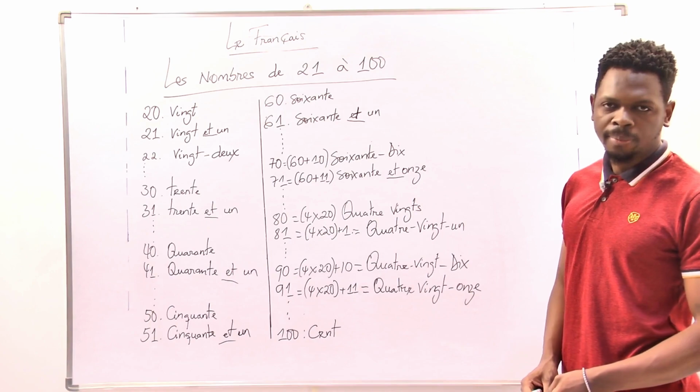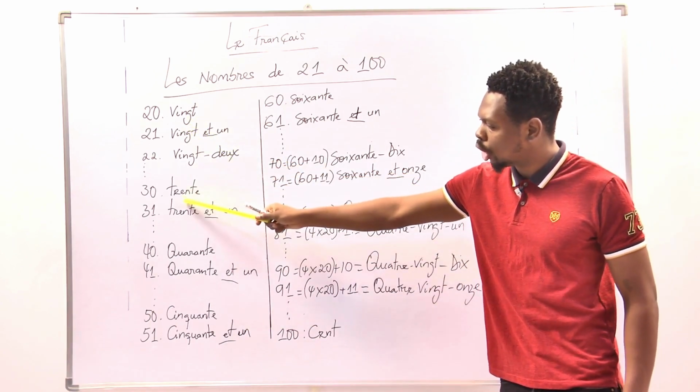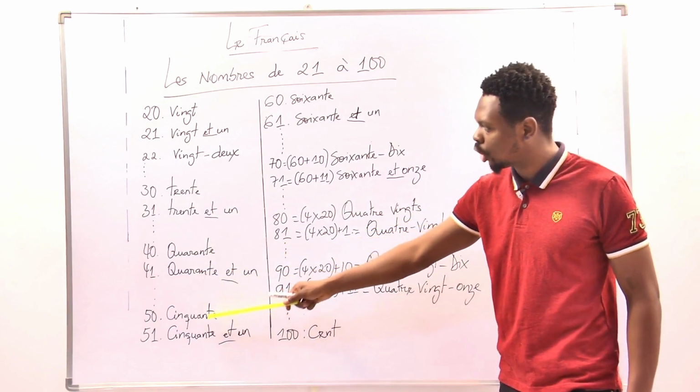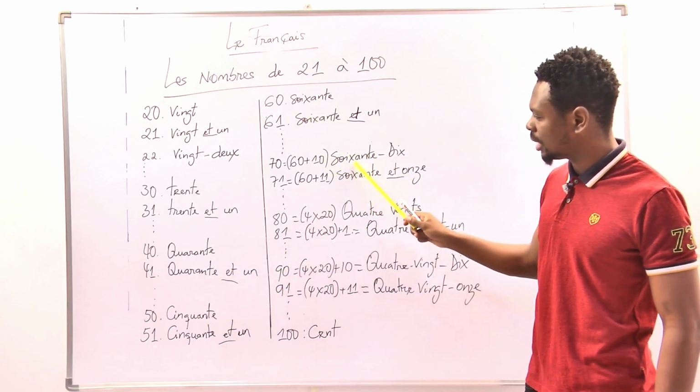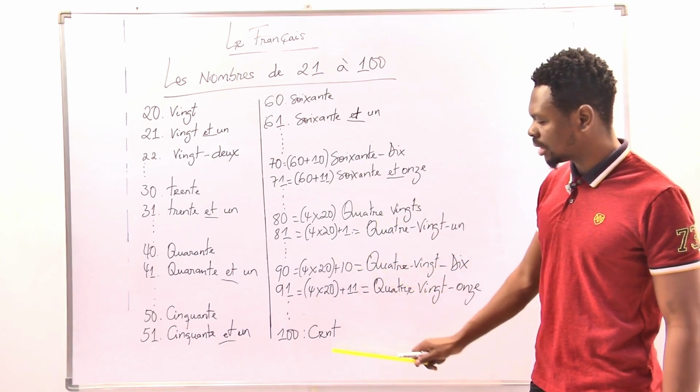Okay? So we have 20, 30, 40, 50, 60, 70, 80, 90 and 100.